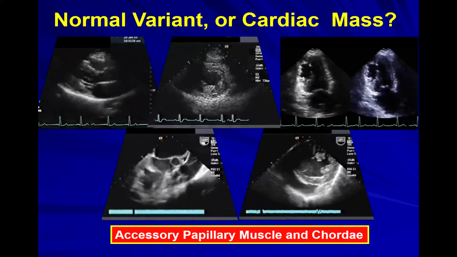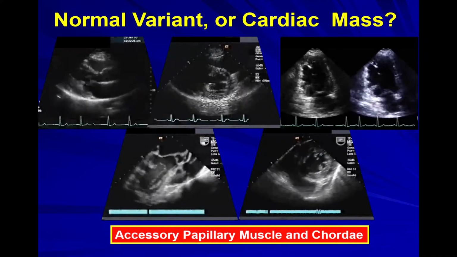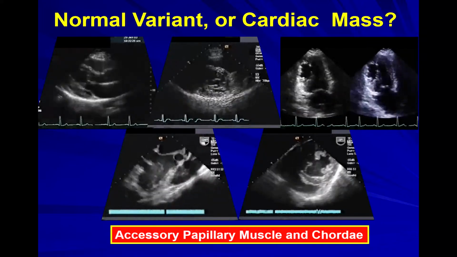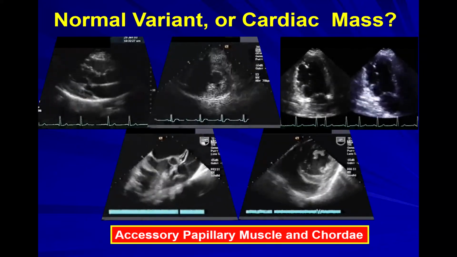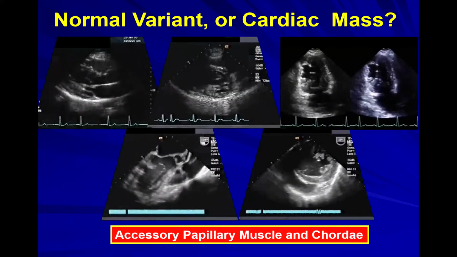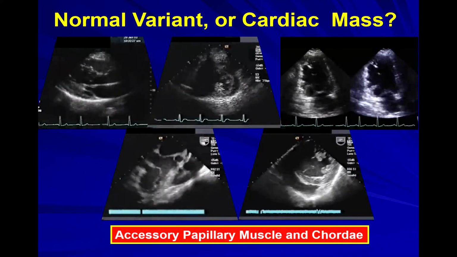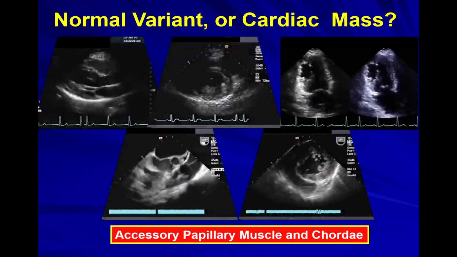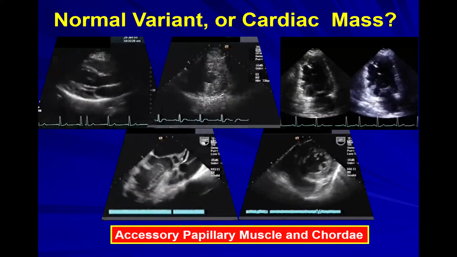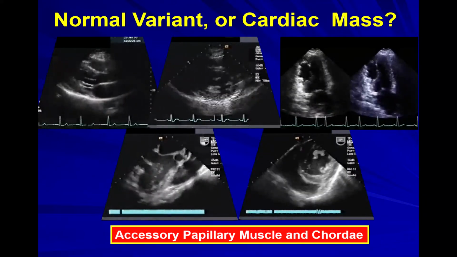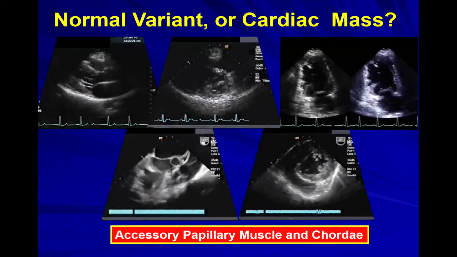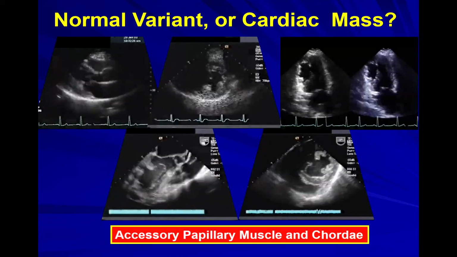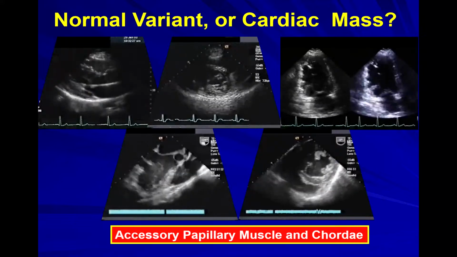When you look on the TEE images, you can see that mass is in the basal inferior posterior wall, and that mobile inner structure is attached to the mass, and it goes all the way up to the apex. This is very classic for somebody with an accessory papillary muscle and accessory chordae. It's not helping the mitral valve, but it's not causing any harm either. It's just a normal variant.